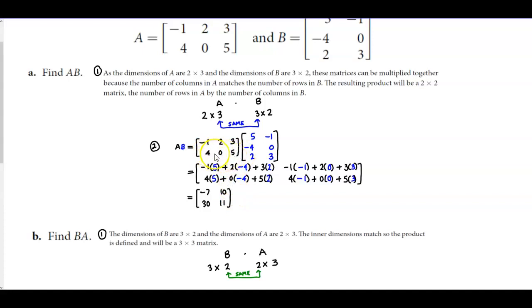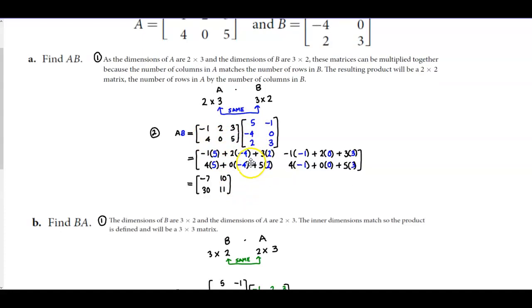We're going to take our second row and multiply it by the first column. So that gives us 4 times 5 plus 0 times -4 plus 5 times 2. So we have 4 times 5, which is 20, plus 0 plus 5 times 2, which is 10. 20 plus 10 gives you 30. We're going to take row 2 multiplied by column 2. So we get 4 times -1 plus 0 times 0 plus 5 times 3. So we have -4 plus 0 plus 15, which gives us 11.